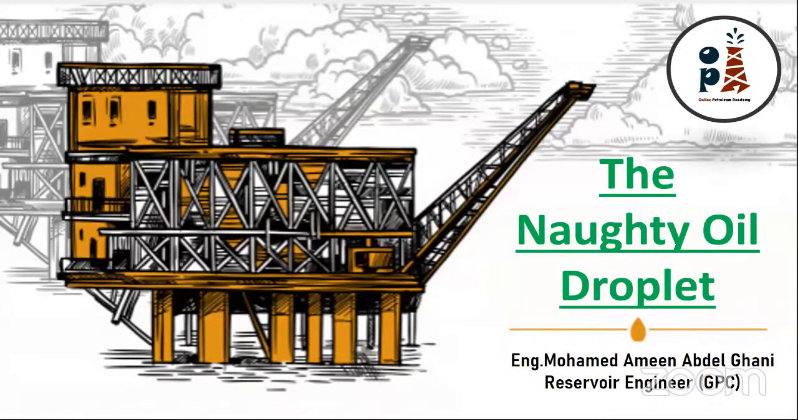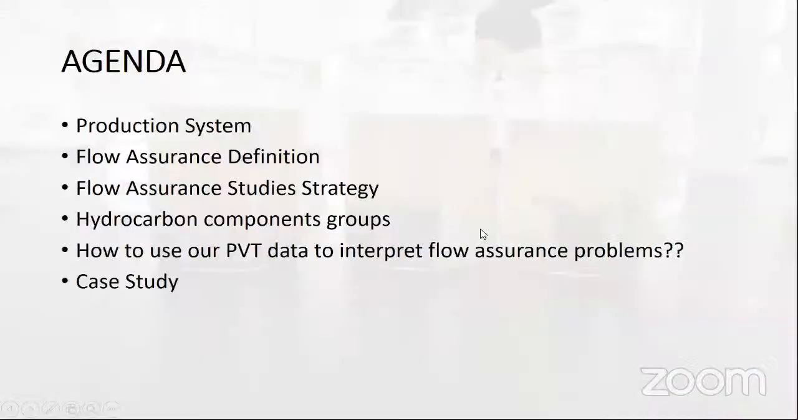We will speak about the problems of oil production. These are the topics of our session today: we will introduce the production system. Also, we will talk about the flow assurance definition, the flow assurance studies strategy, and how to make a flow assurance study. Also, how to make compositional analysis for the hydrocarbon from the view of the flow assurance study, how to use your PVT data to characterize and get a solution for the flow assurance problems, and finally, we will introduce a case study.